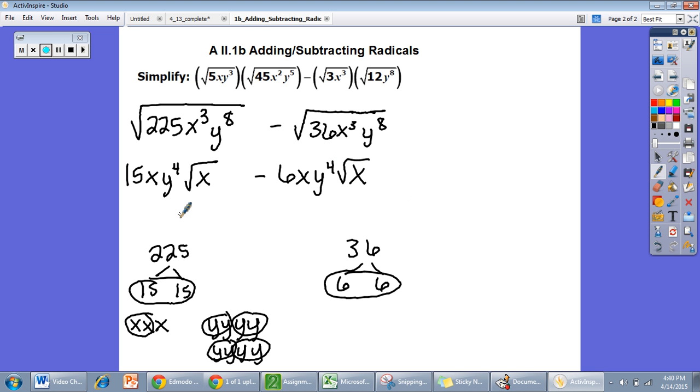So just like before, I basically have 15 take away 6. All of this is staying the same. None of that is being touched. So 9x y to the 4th, square root of x.